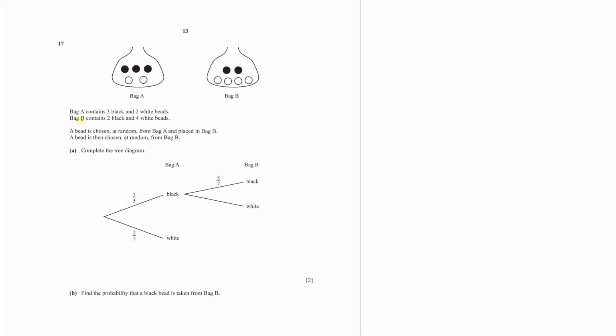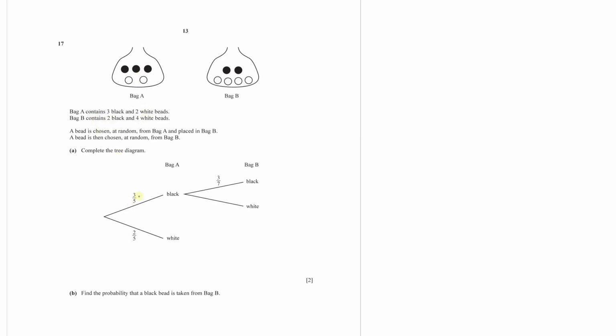Question number 17 is bag A contains 3 black and 2 white beads. Bag B contains 2 black and 4 white beads. A bead is chosen at random from bag A and placed in bag B. A bead is then chosen at random from bag B. Complete the diagram. So what you're doing is you're choosing one bead from bag A, putting it in bag B, and then when you choose a bead from bag B, you will have one additional bead in bag B that you had chosen from bag A in the previous turn.